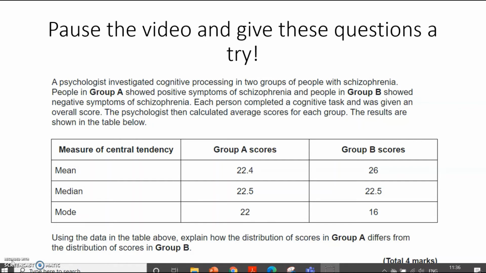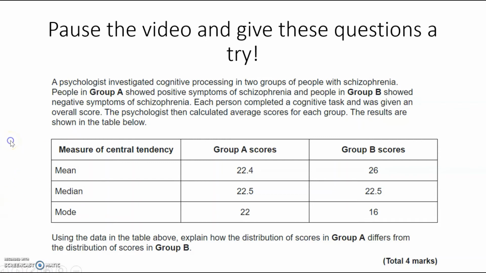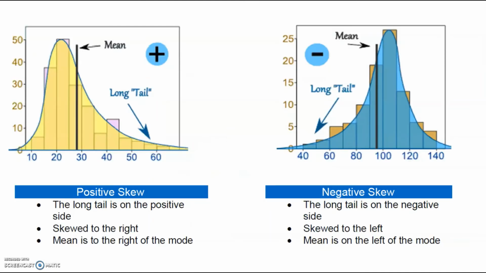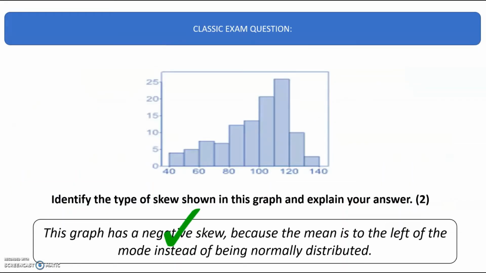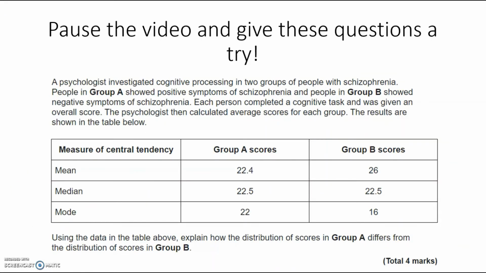So if I flick back to this image about positive and negative skew, in a negative skew, the mean is on the left of the mode. In a positive skew, the mean is to the right of the mode. So if I was to draw this as a diagram, I've got my mean at 26 and I've got my mode at 16. Pause the video again and see if that helps you at all.